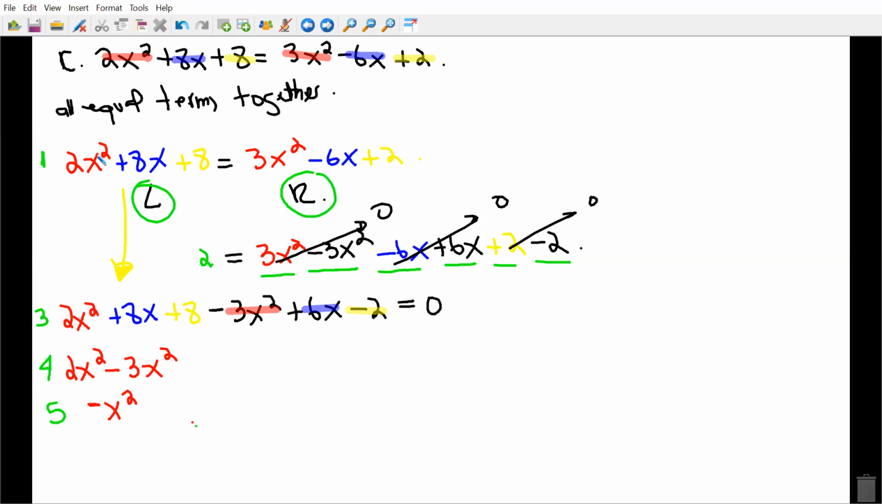2x squared, 2x squared. Minus 3x, here's where I added it. I subtracted it. Plus 6x, here's where I added. Minus 2, here, look, they are in black. Yes? Okay. What I'm doing is collecting like terms.